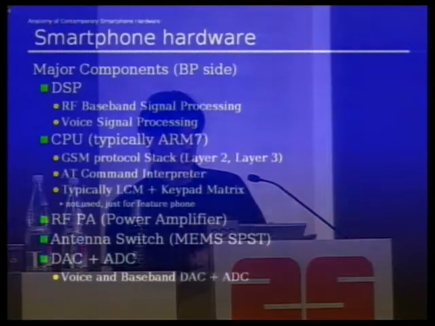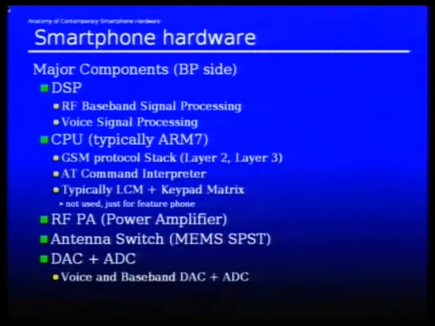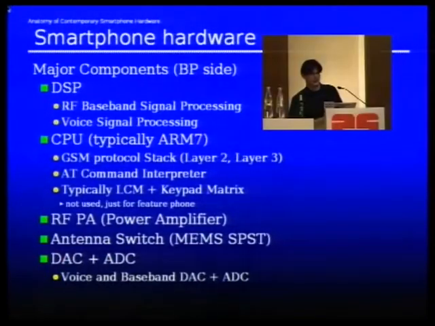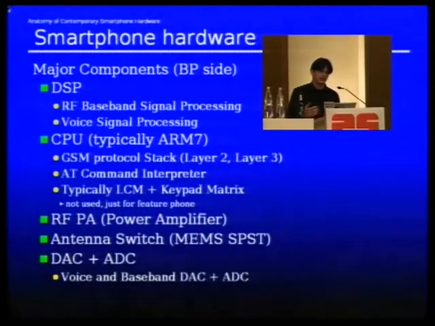Okay, well, these are the kind of things we see on the application processor side. If we go to the actual baseband side, the baseband processor side, BP, it's AP and BP, you have a digital signal processor, which does the RF baseband signal processing, so things like the modulation, the channel equalization, and so on and so on. But it also does the voice signal processing, so the actual speech encoding, decoding, echo cancellation, and so on and so on. You have a CPU that typically is ARM7 based. Now with the higher end 3G, 3.5G modems, it's ARM9. And that CPU only runs the GSM protocol stack and typically an AT command interpreter for an AT command modem interface.